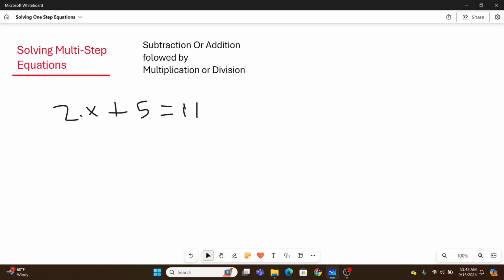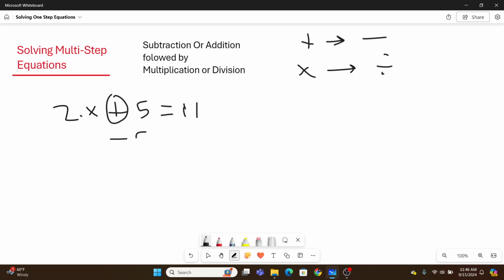So if there's addition in the problem, then that means that you are going to be doing subtraction. Again, you still do the opposite. And if you need a refresher, plus, opposite is minus, multiplication, opposite is division. So now, since it's plus, you do the opposite. So essentially, you subtract 5 from both sides. Subtracting from both sides is very important. This applies to all equations. You do the same thing to both sides.